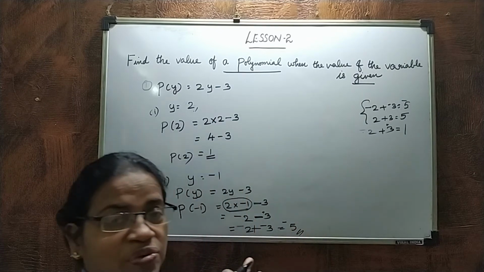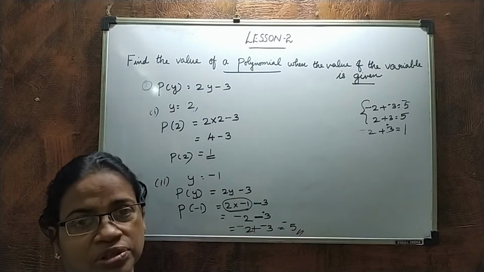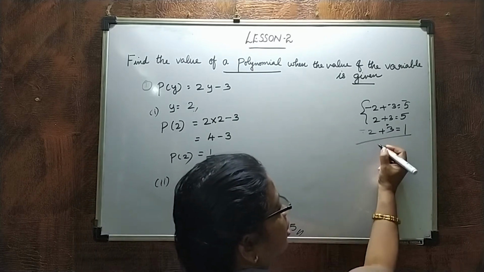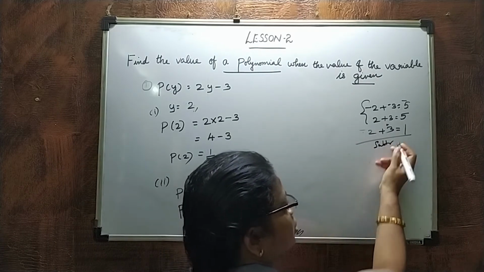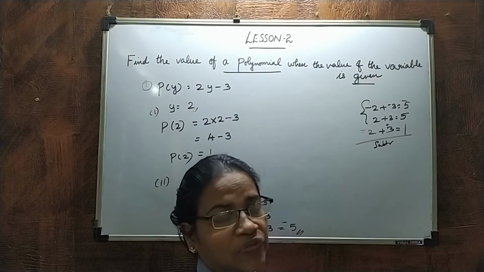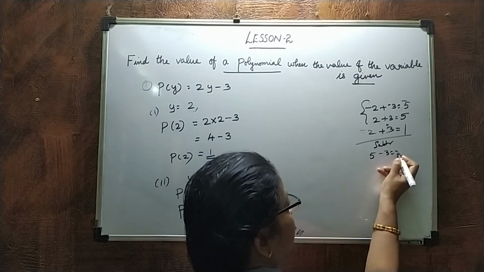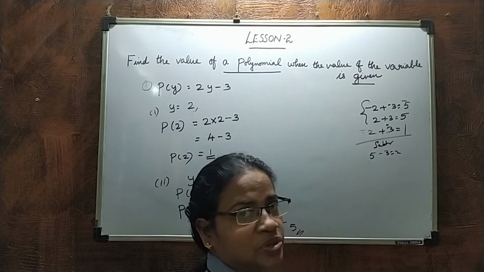Because we want all these things for this question. Clear? The next one, subtraction. What is the rule for subtraction? Subtraction, you already know, from LKG onwards: bigger minus smaller, you will get the answer. Suppose 5 minus 3, you will get the answer 2, right?